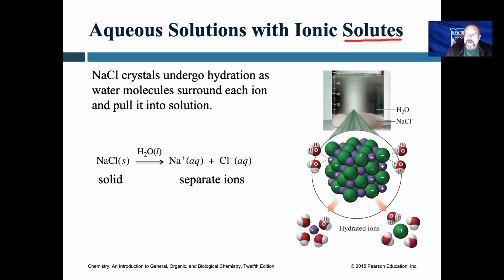Most ionic compounds come in a solid form. And when you have these solids, you have these crystal lattice type structures. In other words, the ions are held together very tightly by the opposite charge between them. What essentially happens is that the water molecules start to penetrate the lattice, and they surround each ion and pull it into solution.